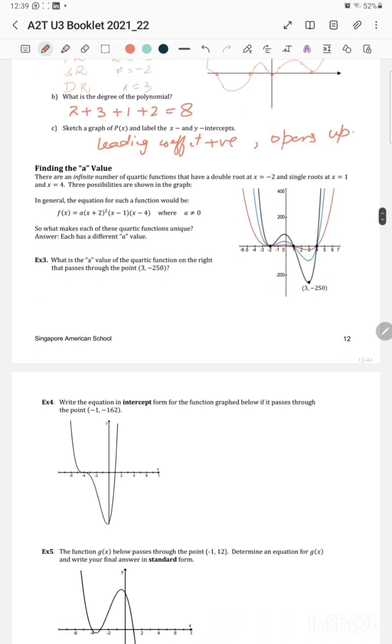Finding a value. There are an infinite number of quartic functions that have a double root at x = -2 and single roots at x = 1 and x = 4. Three possibilities are shown. In general, the equation for such a function would be f of x = a(x + 2) whole square (x - 1)(x - 4) where a is not equal to 0. So what makes each of these quartic functions unique? Each has a different a value. What is the a value of the quartic function on the right that passes through the point (3, -250)?